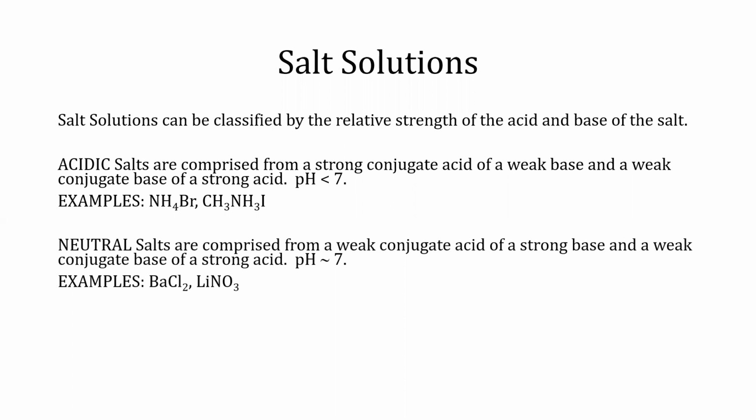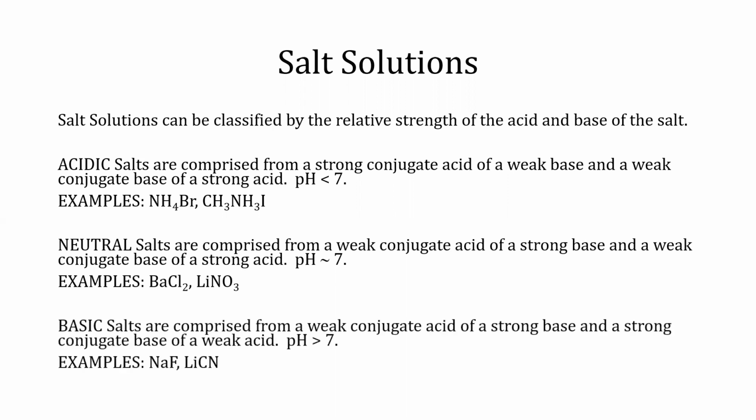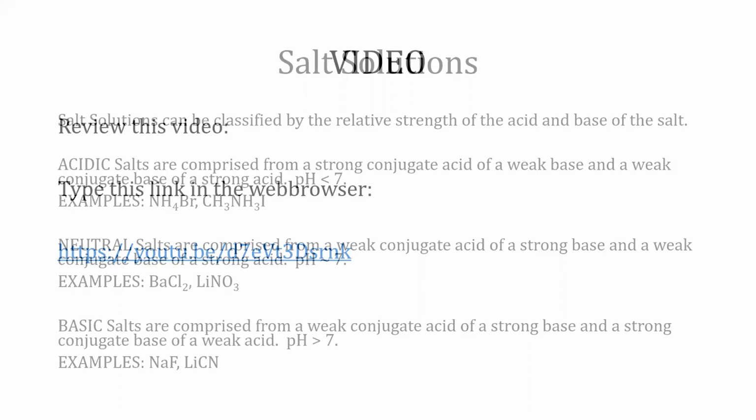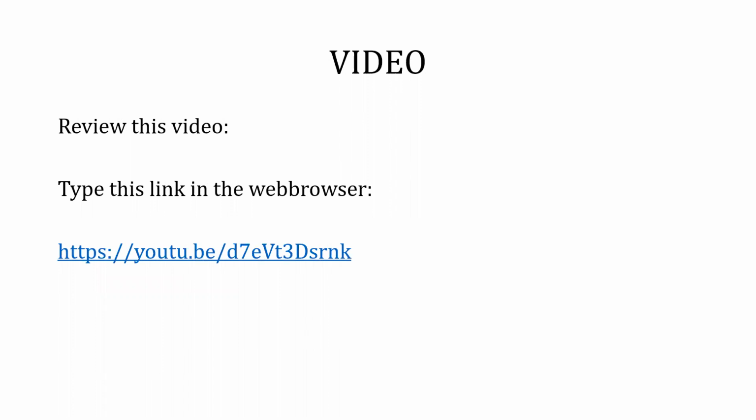Neutral salts are comprised of a weak conjugate acid of a strong base and a weak conjugate base of a strong acid. pH is approximately 7. Examples include BaCl2 and LiNO3. Basic salts are comprised of a weak conjugate acid of a strong base and a strong conjugate base of a weak acid. pH is greater than 7. Examples include NaF and LiCN. View the video below to further understand how one can learn more on the properties of salt solutions.